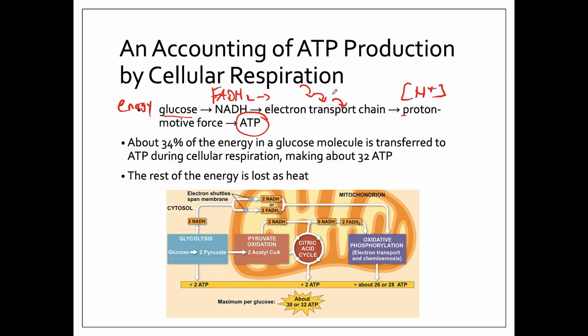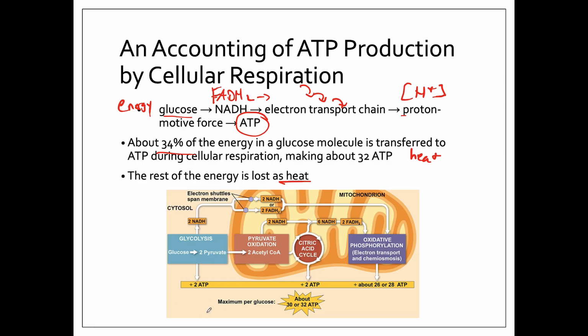Remember that the second law of thermodynamics said that no energy transfer is 100% efficient. The entire breakdown of energy from glucose only gets about 34% of the energy stored in glucose into ATP. So the vast majority of the energy stored in a glucose actually gets lost as heat, because we're doing so many reactions that each reaction is going to lose some energy as heat.